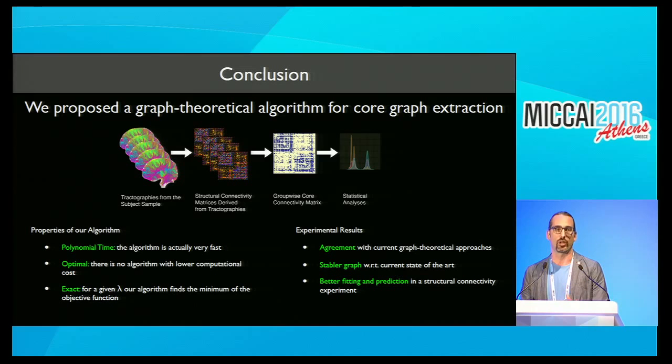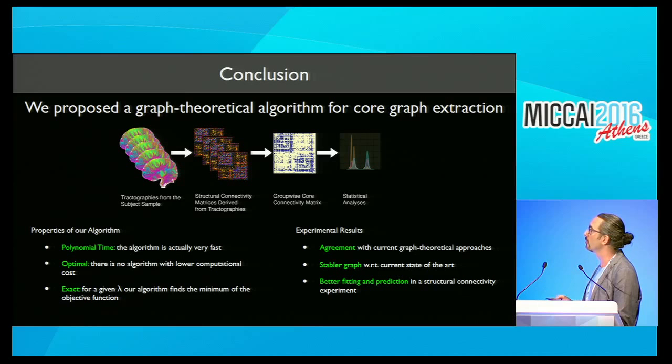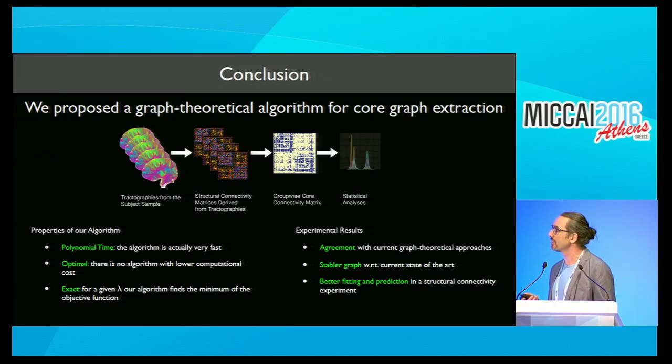And then our experimental results show that we're in agreement with current graph theoretical approaches to analyze the connectome. Our graph is stabler than the current one that's statistically based. And finally, it does a better work on fitting and prediction in one structural connectivity experiment. Thank you very much.